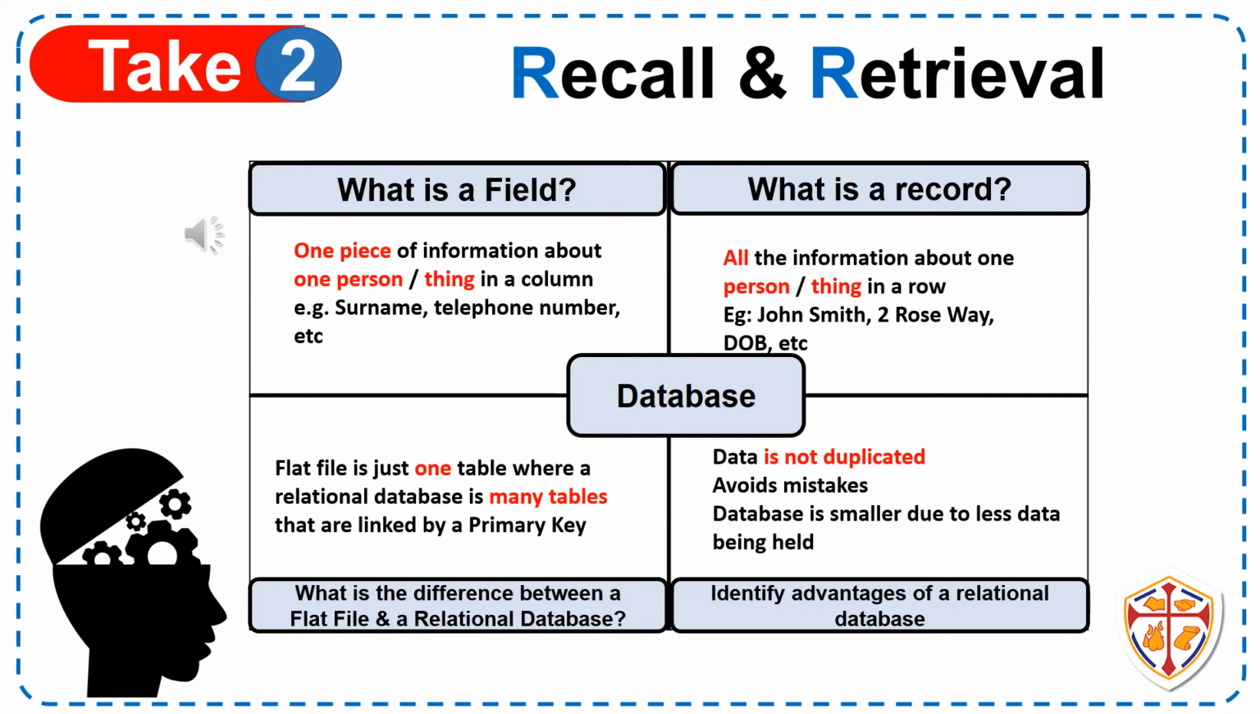What is the difference between a flat file and a relational database? Well, a flat file database consists of just one table, whereas a relational database is many tables that are linked together by a primary key. Identify advantages of a relational database. Well, here, data is not duplicated. Therefore, this avoids mistakes, and the data takes up less storage space.